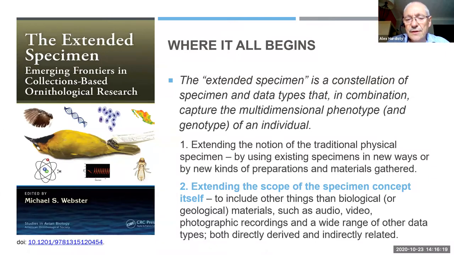He talked about extending the traditional physical specimen by using existing specimens in new ways, or by new kinds of preparations and materials gathered for specimens. He also talked about extending the scope of the specimen concept itself to include things other than biological or geological materials, such as audio, video and photographic recordings and a wide range of other data types, either directly derived from the specimen, like sequence information, or indirectly related to the specimen, like habitat information. It's this second element of the concept which I think we're particularly concerned with now.